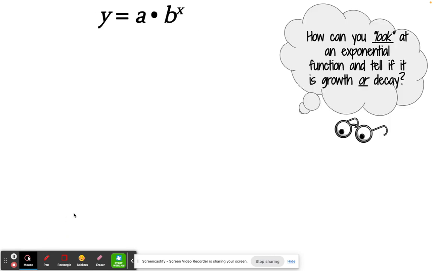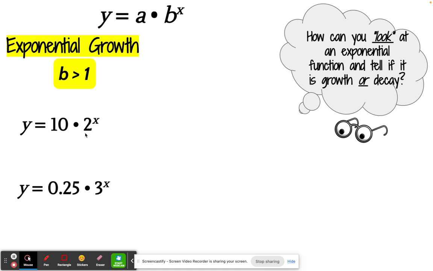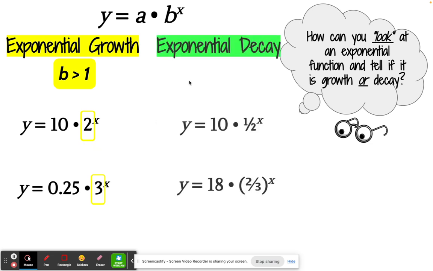So how can we look at an exponential function and tell if it's growth or decay? Well, it's all about this factor of change. If this factor of change, right here, 2/3, is greater than 1, it's going to be exponential growth. If it is less than 1, it's going to be decay. Doesn't matter what your starting point is. It's this number that matters, your b. If your b is greater than 1, growth, less than 1, decay.